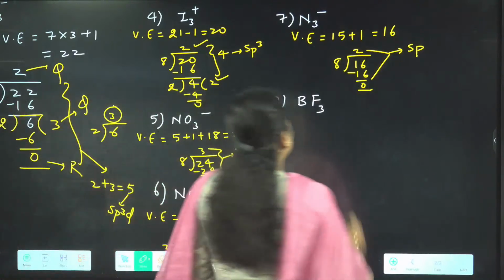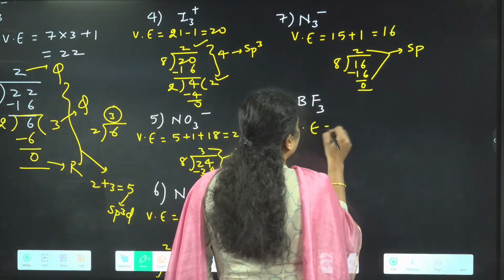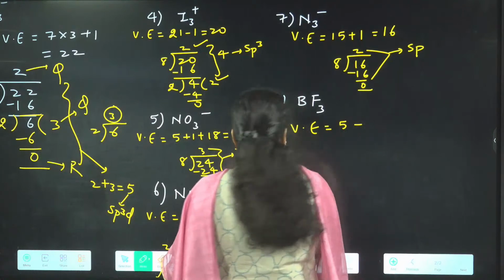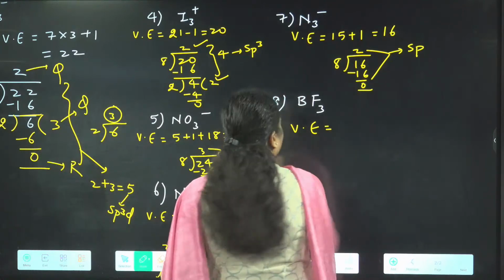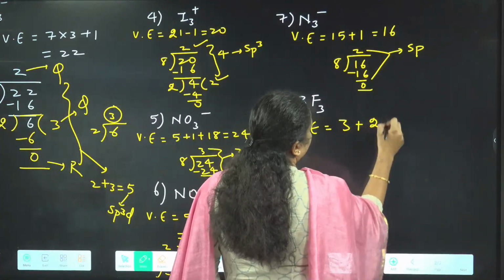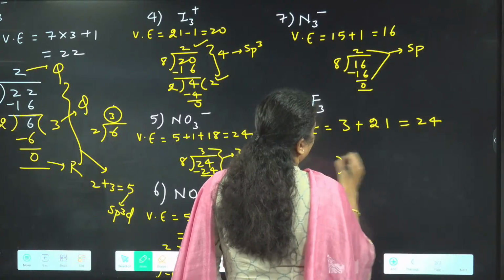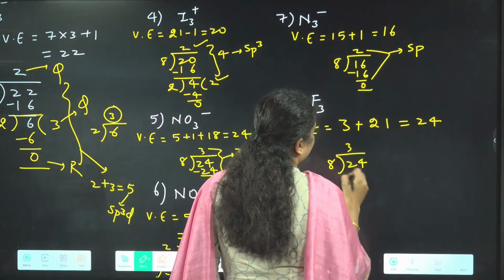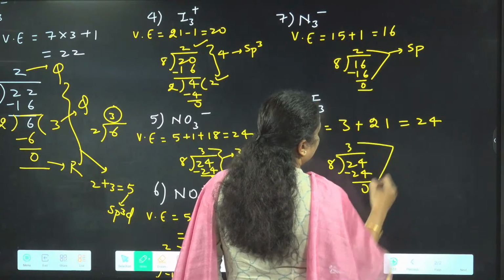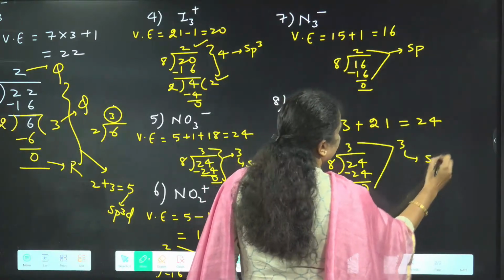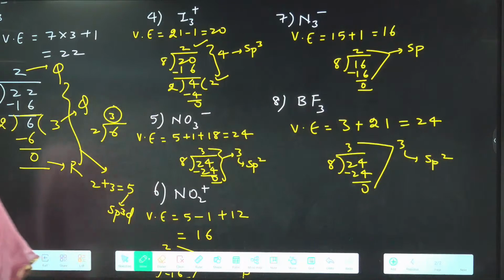Okay, good. For BF3, valence electrons is 5. In fact, not 5, sorry, my mistake. It is 3 plus you are having 21. It is 24. So basically again, 8, 3, 24. So the summation of these two is giving you 3. That means it is sp2. All of you got this correct?